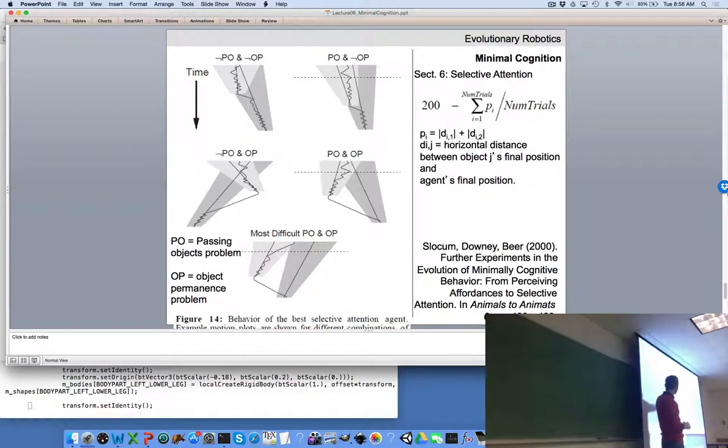Okay, so now let's look at the converse case. We're not going to have passing objects in this case, but we are going to have the object permanence problem. So at the beginning, the two objects start to fall, and like before, the robot is sort of sweeping back and forth between the two objects. It then decides or figures out which one is going to hit first, which is the object that actually started on the left but is falling to the right.